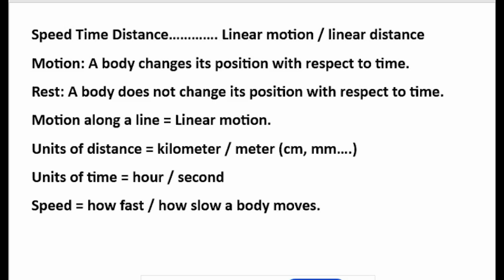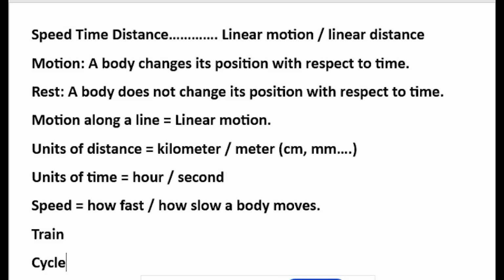Which moves very fast? Give me one example, something which moves very fast. Fan? Now, fan, I told you, it is round and round. We want linear motion, motion in a line. Train, okay. And give me something which moves very slow. Cycle, okay, cycle.